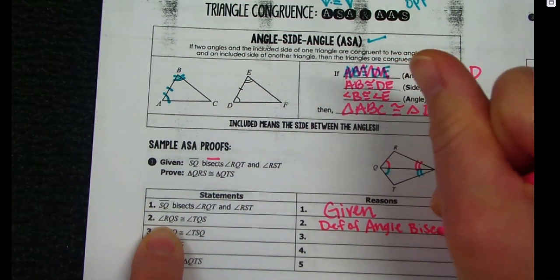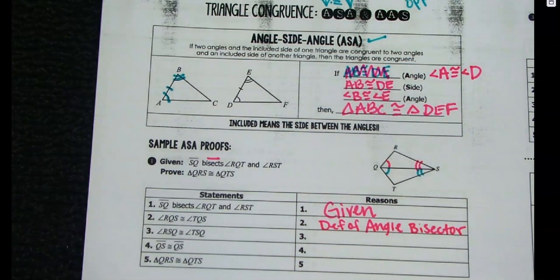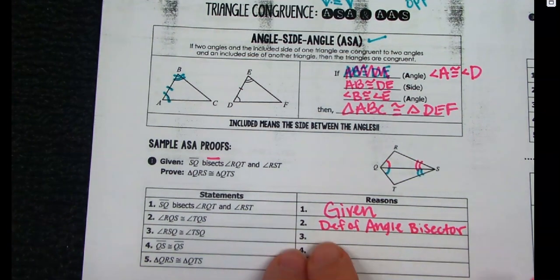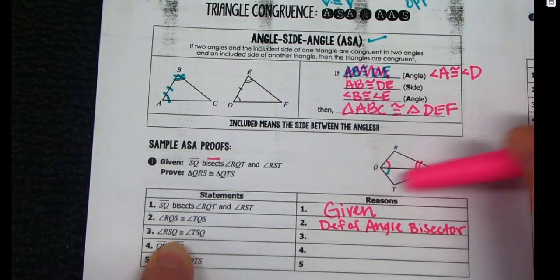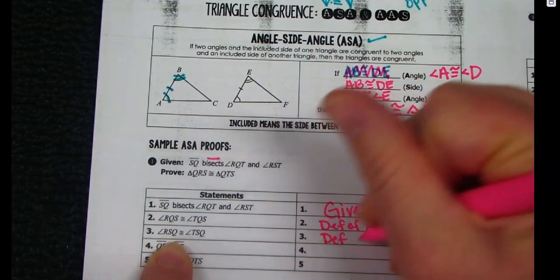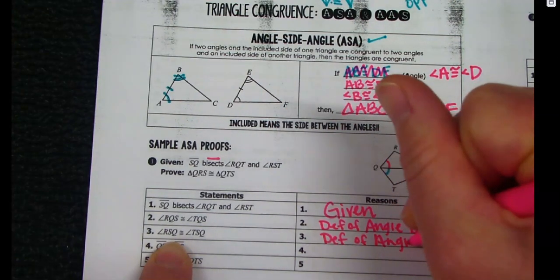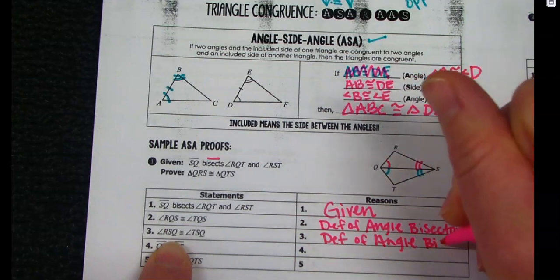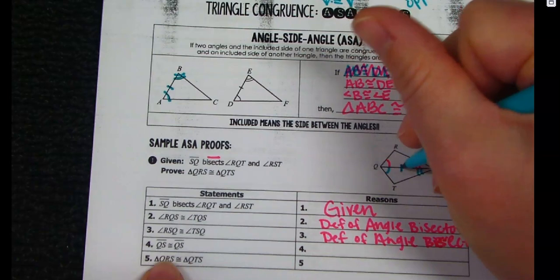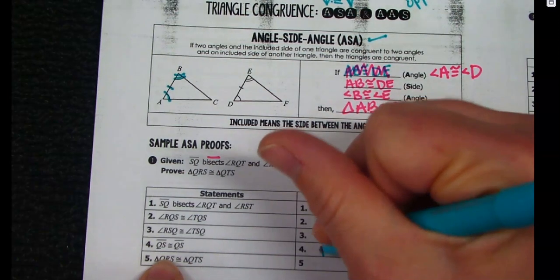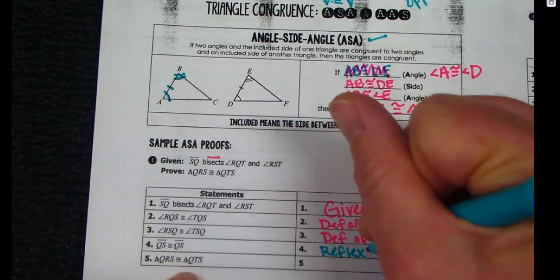When you're doing this for homework, you can be using your reference sheet because it gives you your options for what you can do. We're talking about an angle, so you would be looking in the angle part. Below, it flips it around: RSQ, TSQ, same thing. Definition of angle bisector. Now, it says QS is congruent to itself. We know that's the reflexive property. They share that.